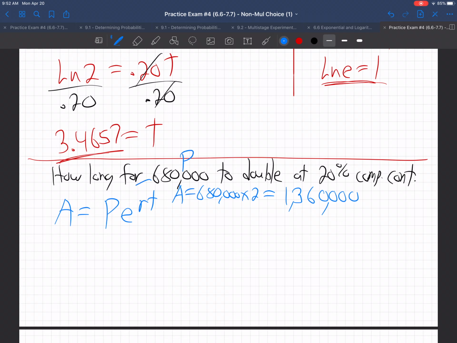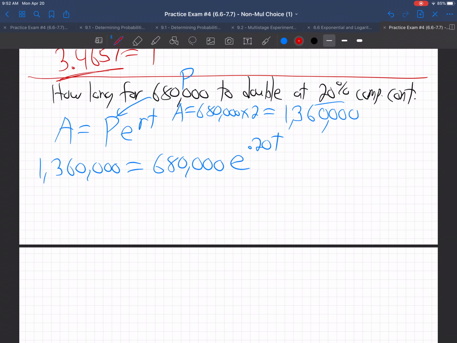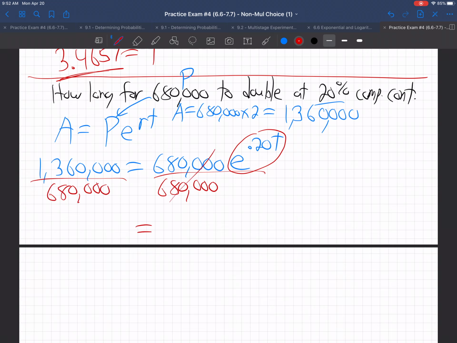P, the principal, is 680,000. So we want the amount to become 1,360,000. P, the principal, which is 680,000. e to the r, the interest rate is 20%. t, trying to find time. So same thing as the last one, you got to solve. So first step, got to get this base to the power alone. So divide by 680,000. First step, boom. And so now we get e to the 0.20t.